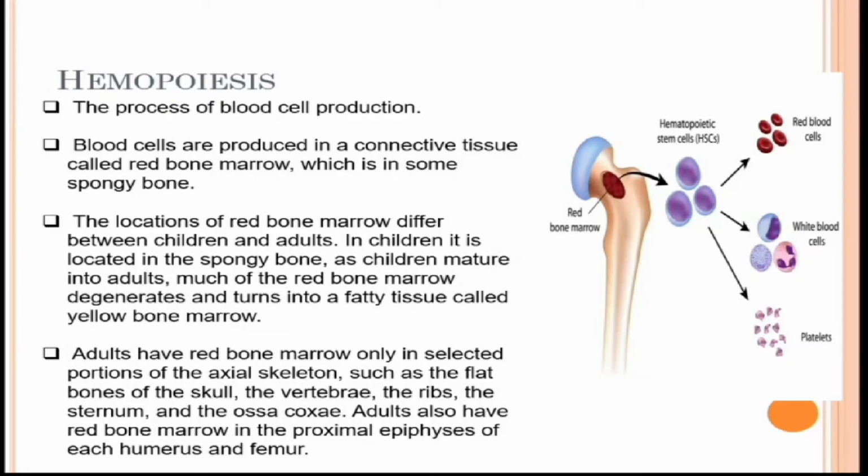So how do adults produce red blood cells? Adults have red bone marrow located in limited parts of the axial skeleton, such as the flat bones of the skull, the vertebrae, the ribs, the sternum, and the ossa coxae. Adults also have red bone marrow in the proximal epiphyses of each humerus and femur. So the epiphyses of the long bones also have red bone marrow throughout life, which helps in production of the blood cells.